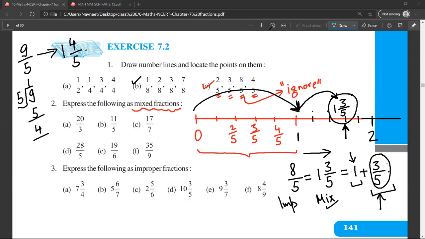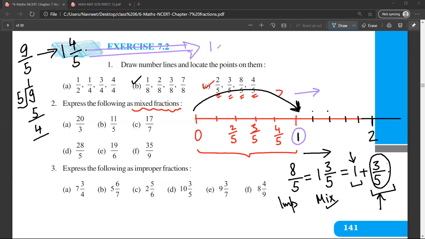So again, using this method, I have already reached 1. How much more should I go ahead? This is 1. 1 and 4 by 5 can be written as 1 plus 4 by 5. So on reaching 1, how much more should I go towards the right, Mr. Sarthak? 4 times 1 by 5, that is 4 by 5.